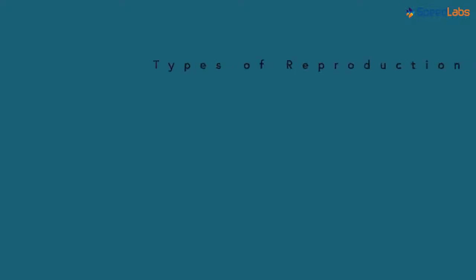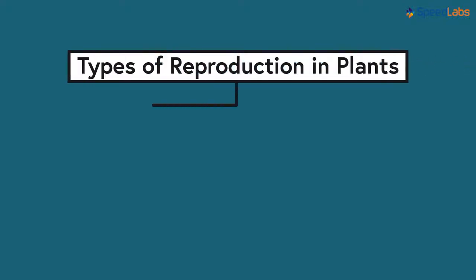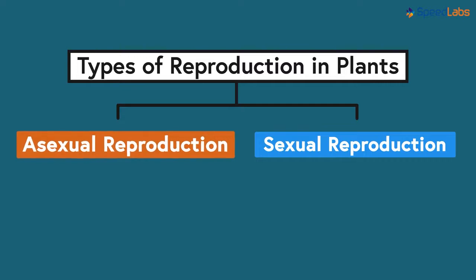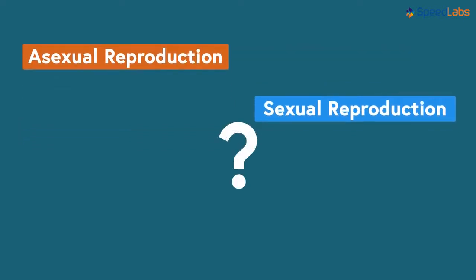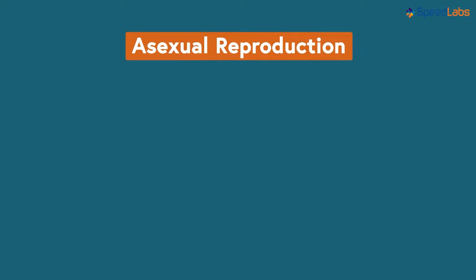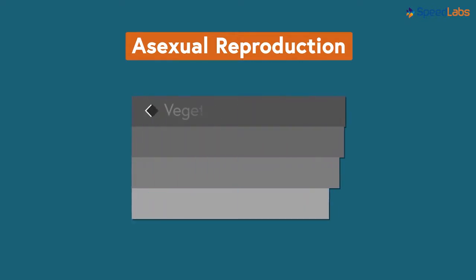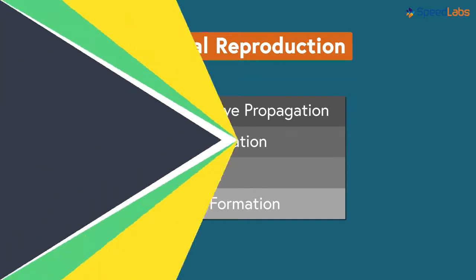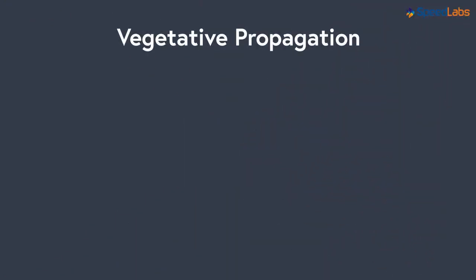In our previous video, we were introduced to the types of reproduction in plants, the asexual and the sexual type of reproduction. Now let us discuss each type in detail. Where do we begin? Asexual reproduction will be a good start to understand the concept. The major types included in the list of asexual reproduction are vegetative propagation, fragmentation, budding, and spore formation. Let's get started with understanding the vegetative propagation first.